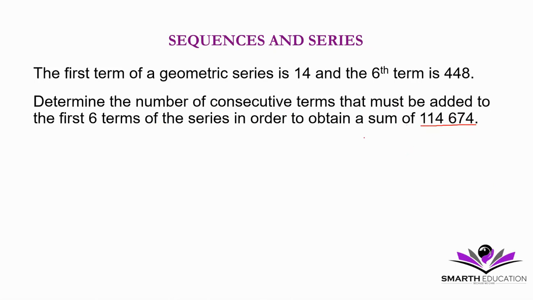We need to find the sum of the first 6 terms, and then after finding the sum of the first 6 terms, we find the difference between the sum of the first 6 terms and 114,674. And then after finding that difference, we can then find the number of terms that must be added to the first 6 terms. Let me try to explain this.